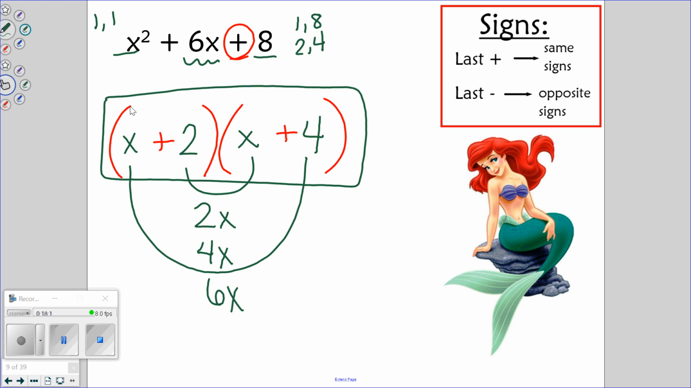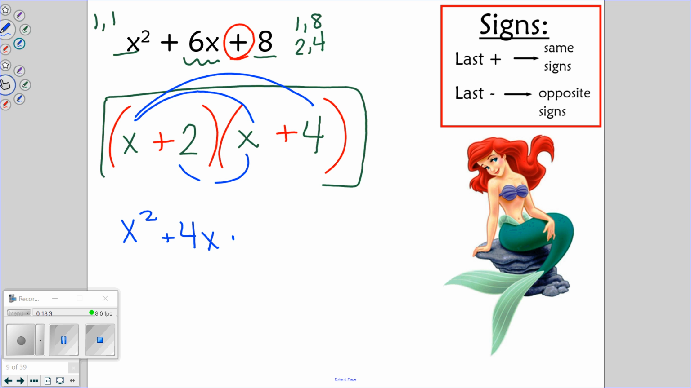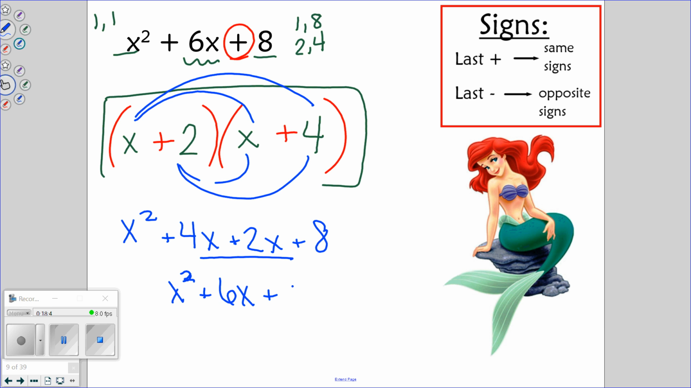Yep. Now, let me talk real quick, though. You know, I'm the lazy mathematician. That's why I only check inside, outside. Because I don't want to check anymore than I have to. But if you're somebody who's like, what happened to everything else? If you would do a full distribute, we get x squared plus 4x plus 2x plus 8. Put your like terms together. We have x squared plus 6x plus 8. And you can see that that is exactly where we started, and I know it worked.